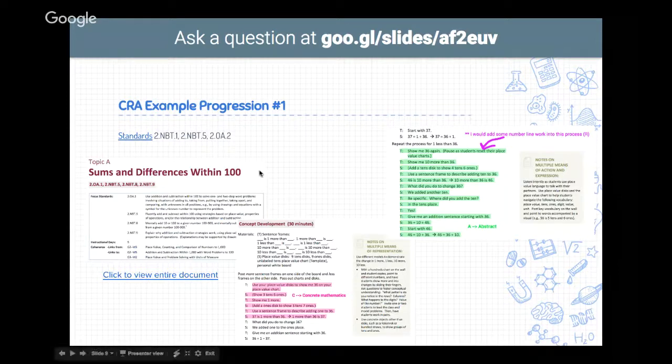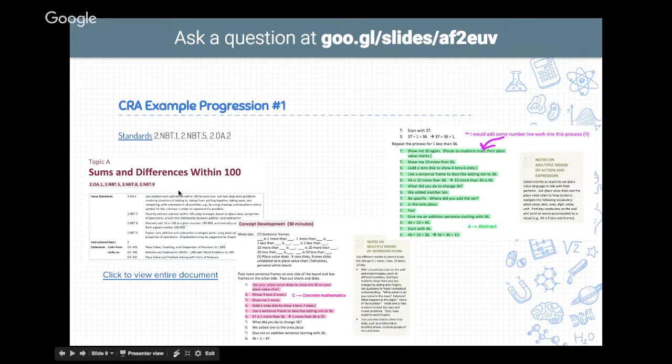So I pulled from Eureka Math, since that's what we are currently using, and I dove in and did some annotating. I linked to the entire annotated documents here on the slide if you want those, but I just wanted to look at, all right, what would this progression look like in a couple of lessons. So this is a second grade example. This is sums and differences within 100.